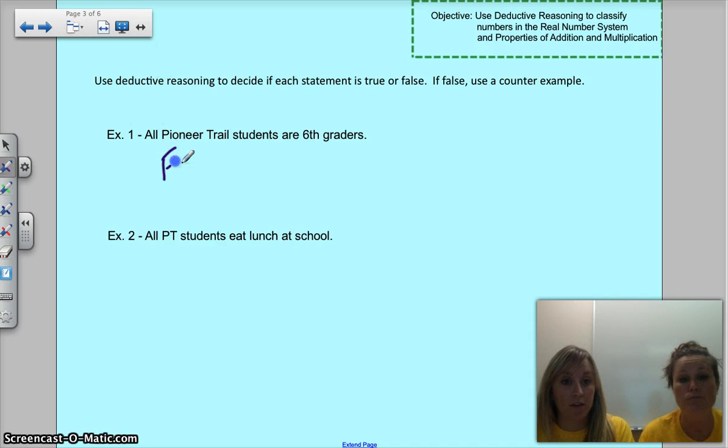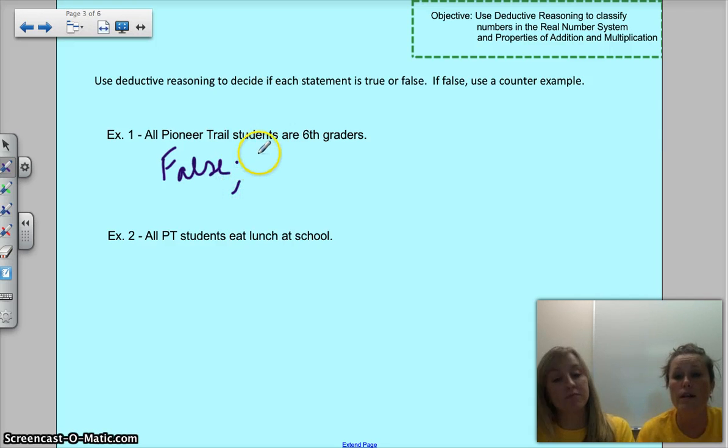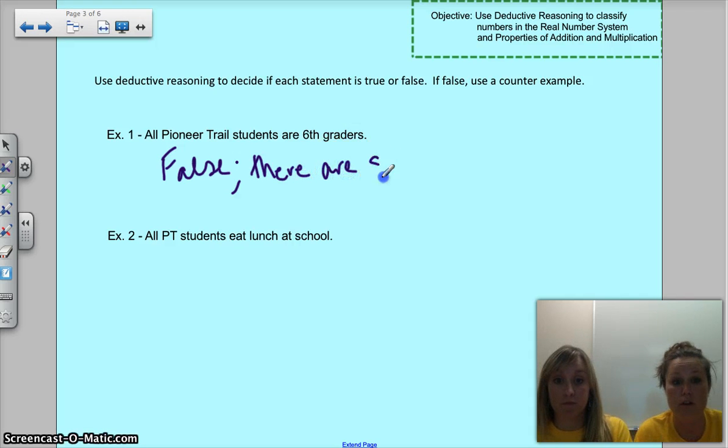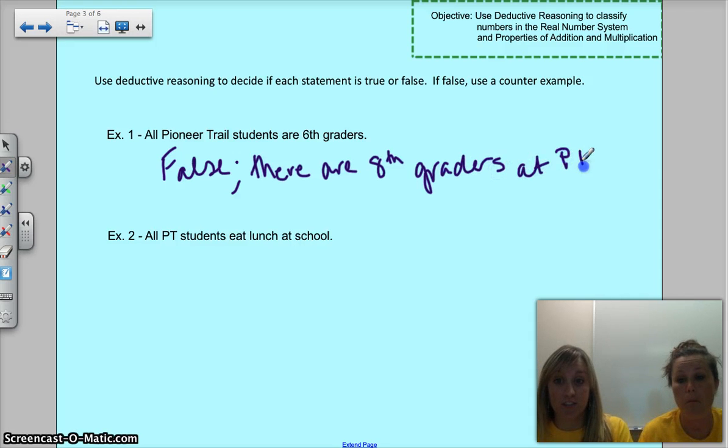Perfect. Now, you cannot just write false. You got to give a counterexample. So what is a statement that we know is true that proves that wrong? Well, there are 8th graders at Pioneer Trail. Or 7th graders. There are 8th graders at PT.